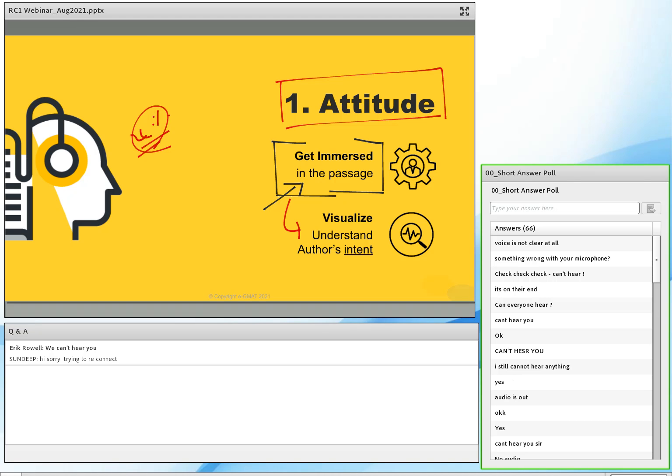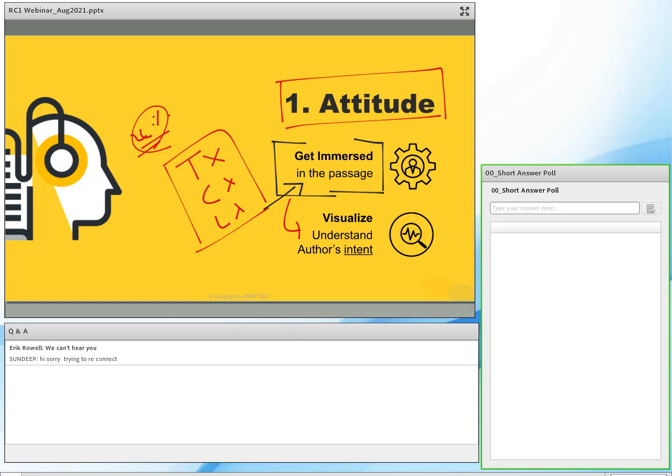What you need in RC is what I call a killer mentality. When I say killer mentality, I mean whatever the topic, I don't care. Whatever the complexity, I don't care. Words I'm not familiar with, I don't care. Whatever the length, I don't care. In those 3 to 4 minutes that I'm reading this RC passage, my job is to ensure that I extract everything I can from the passage. That's the attitude you need going into RC, okay? So be very, very clear about that.